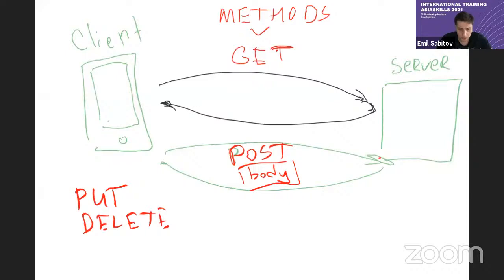So we use them to divide logic on our server, on our backend, because, for example, POST is used for adding some entity to a server, but a PUT request can be used just for updating this entity, and so on.